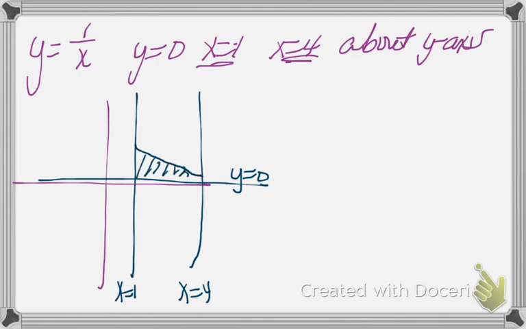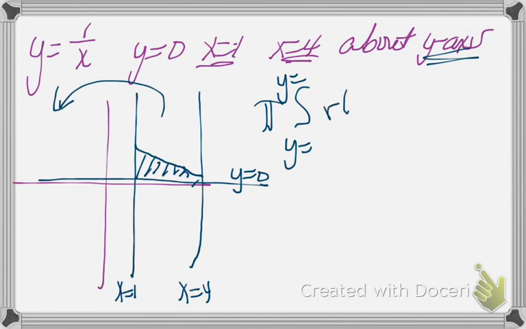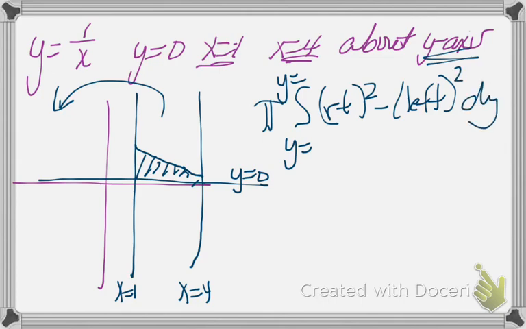So we're looking for this shaded area here, and this one is going about the y-axis, so this way. So it's a right minus left. So we have pi, doing everything in terms of y. We're going to have right squared minus left squared dy. So now we just have to fill that in. Okay, our smallest y value is 0, and we need to find what is our biggest y value, and that's going to be right there.